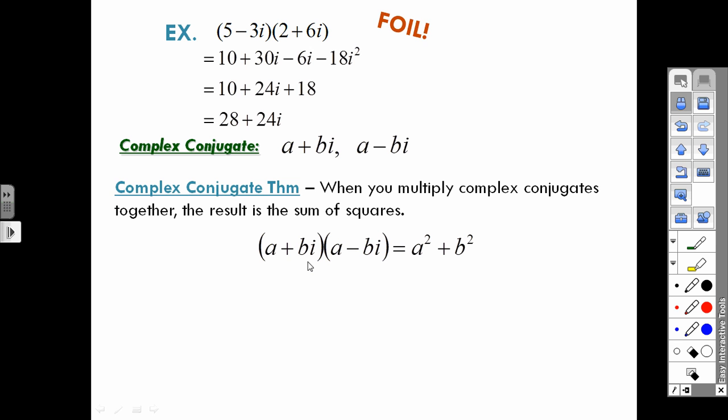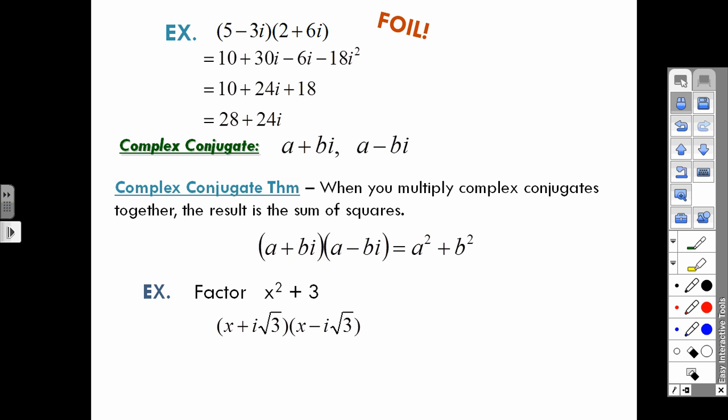So this is really interesting. This allows us to now factor the sum of squares. It just means that when you factor them, you end up getting imaginary numbers or complex numbers instead of real numbers. So try it. Factor x squared plus 3. So putting it into this form, a is going to be x, and b is the square root of 3, and then we'll have an i for both of them.